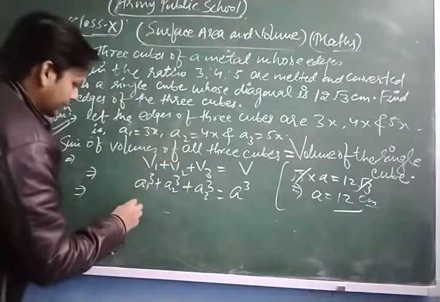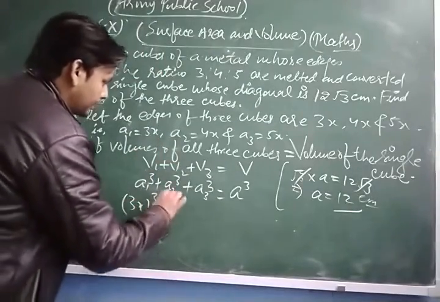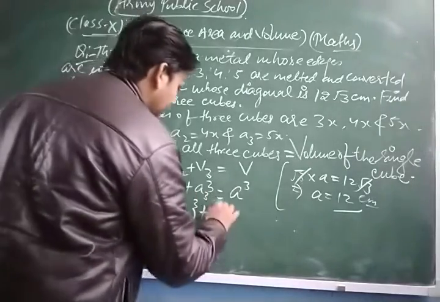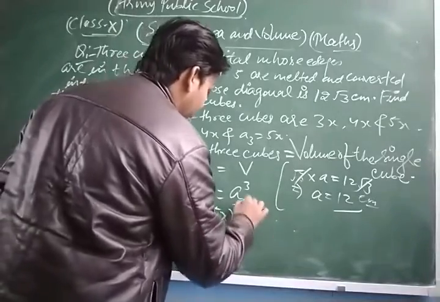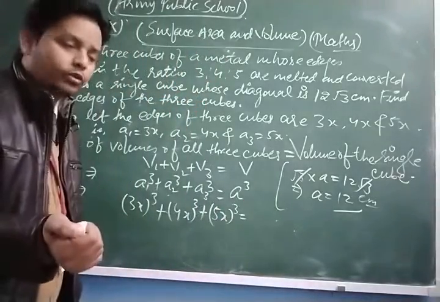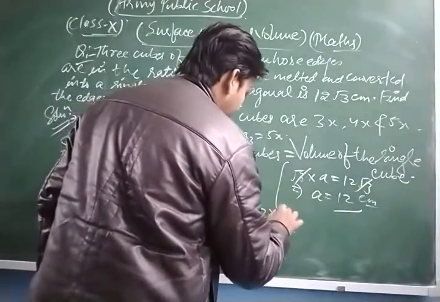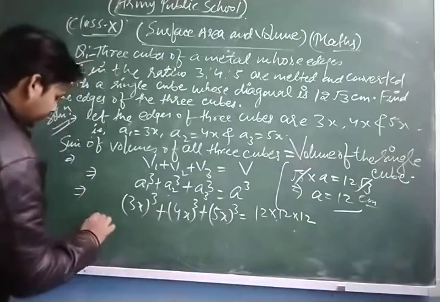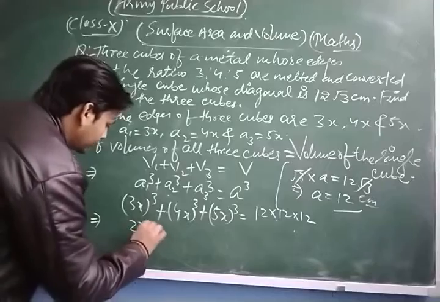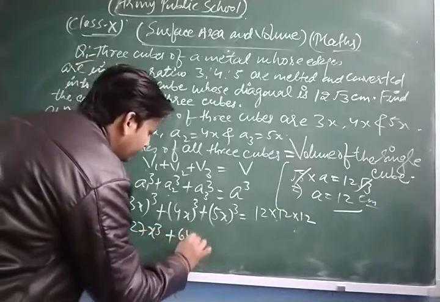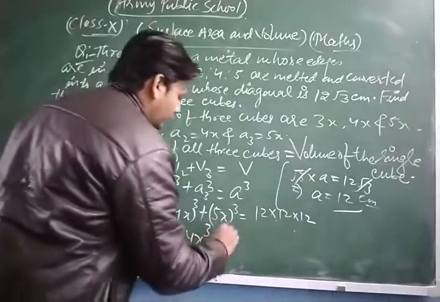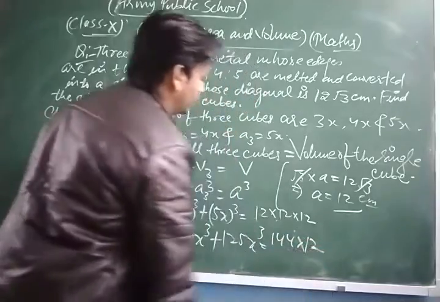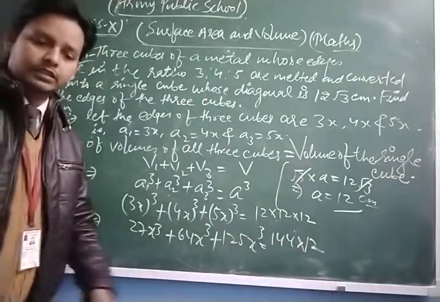Now here we put all the values. a1 is 3x, so 3x cube, plus a2 is 4x, so 4x cube, plus a3 is 5x, so 5x cube, is equal to a cube, where a is the edge of the single cube, that is 12 cube, 12 into 12 into 12. Now we simplify: 27x cube plus 64x cube plus 125x cube is equal to 144 into 12. Now we just simplify them. Let's see.